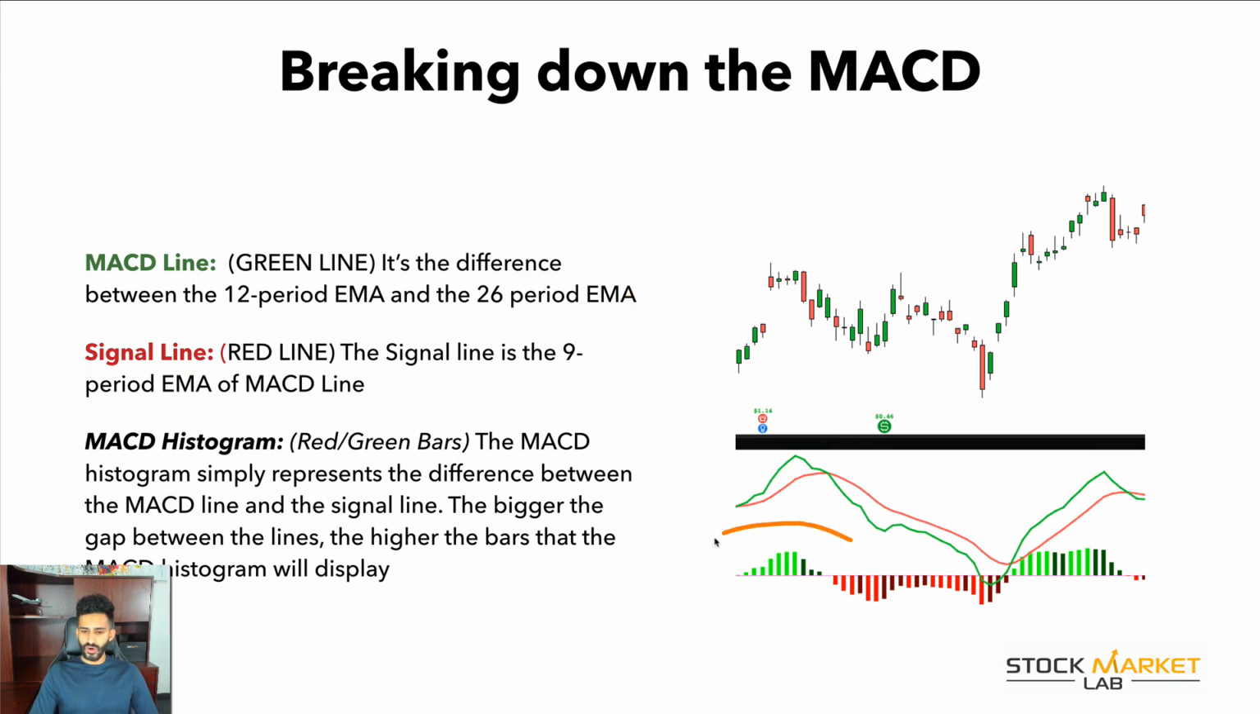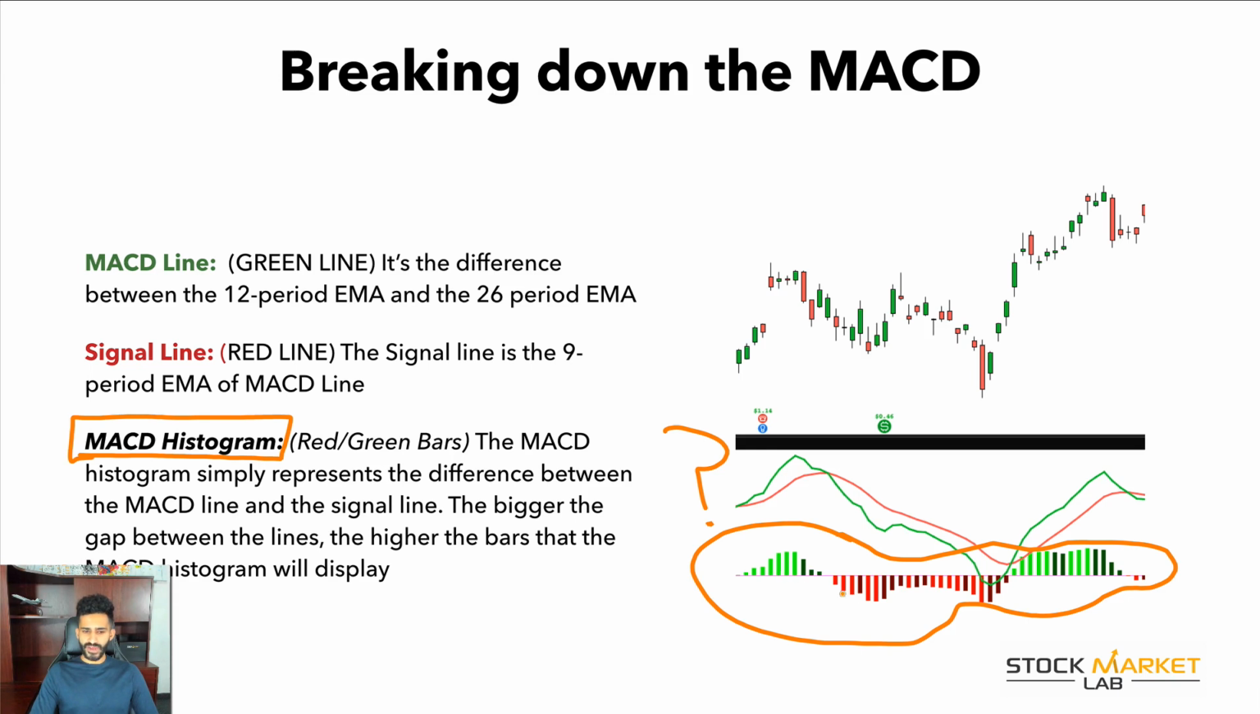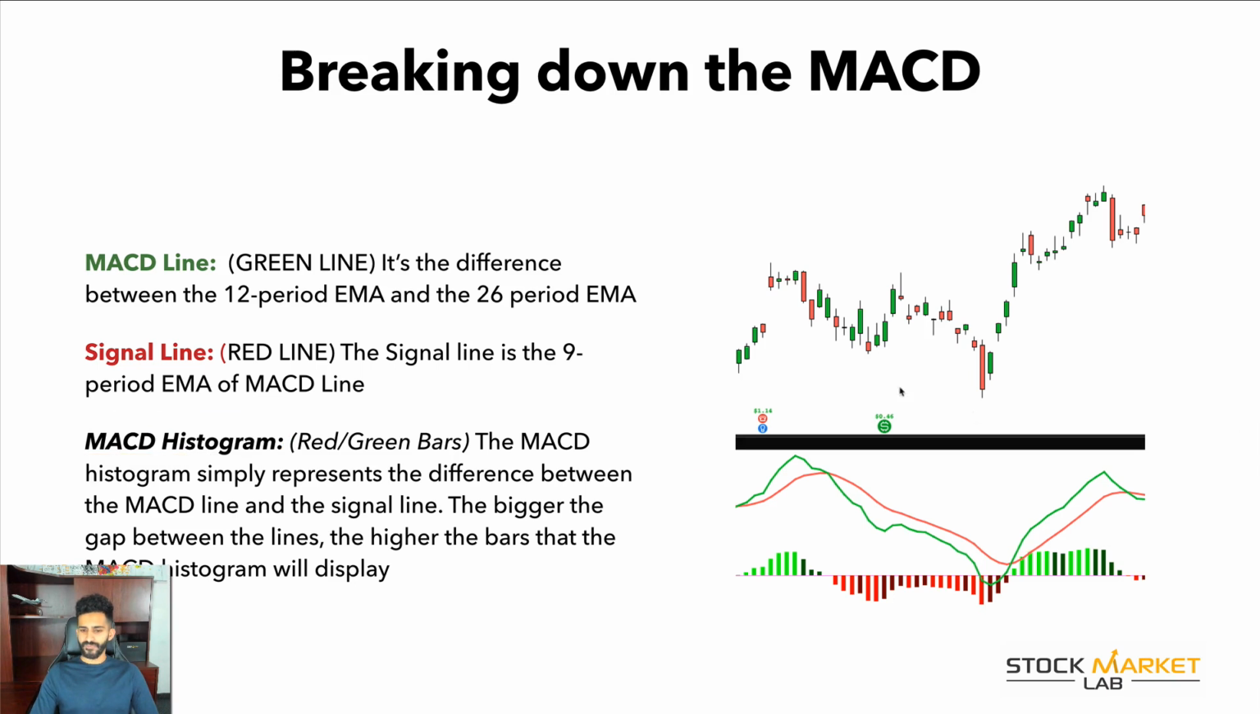Now, if you take a look over here, we have something else going on. That is called the MACD histogram. You see the red and green bars here, right? The MACD histogram simply represents the difference between the MACD line and the signal line. The bigger the gap between the lines, the higher the bars the histogram will display. The wider this gets, the bigger the bars get. The tighter it gets, the smaller the bars get, right?